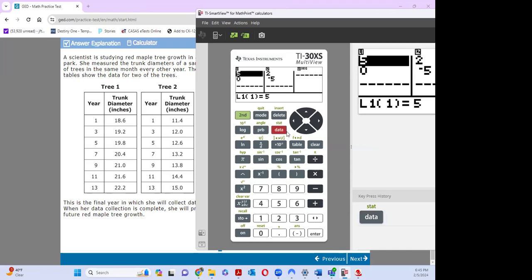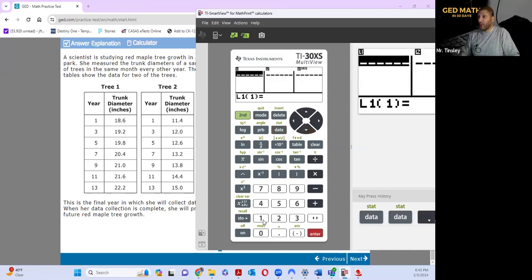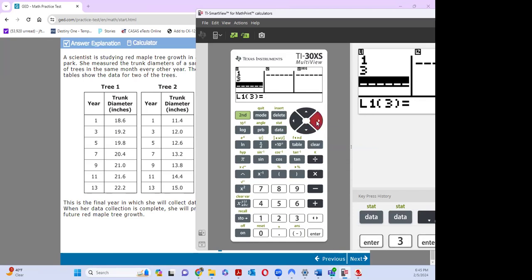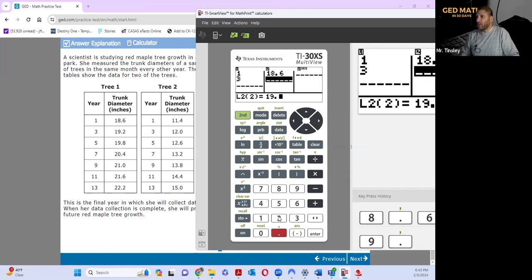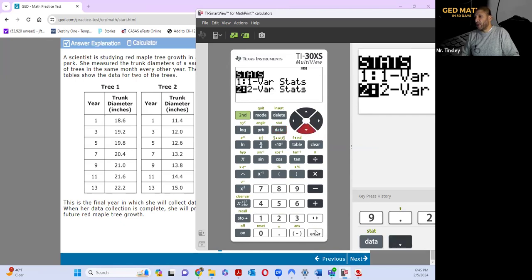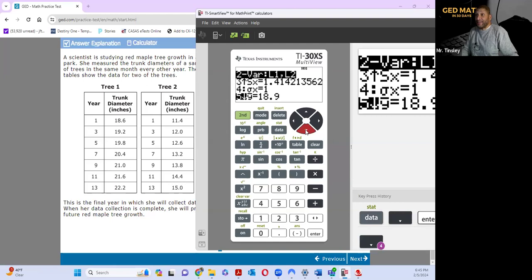So watch, data, I'm going to clear the data out. I'm going to put in my X's, 1 and 3. 1, enter, 3, enter. Hit my right arrow to put my 2 Y's in. 18.6, enter, 19.2, enter. Second, data, 2 variable, calculate. Keep saying it so when you get to your test, it's easy money.